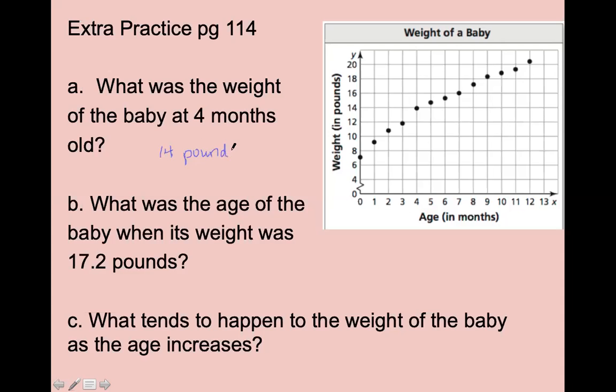The next question says, what was the age of the baby when its weight was 17.2 pounds? So I need to find 17.2. So that's in here somewhere. Looks like right about there would be 17.2 pounds. And if I go down and find the age for that, it would correspond to an age of 8 months.